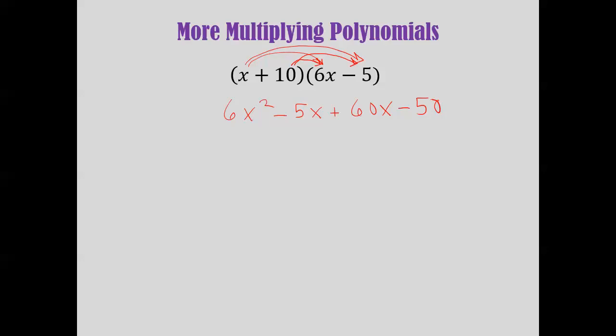Now taking a look at that, I can see that I have some like terms, negative 5x and plus 60x. So we're going to get 6x squared. Combine those like terms, we get plus 55x, and then we have minus 50. So now our multiplication is complete, along with our simplification of combining those like terms.